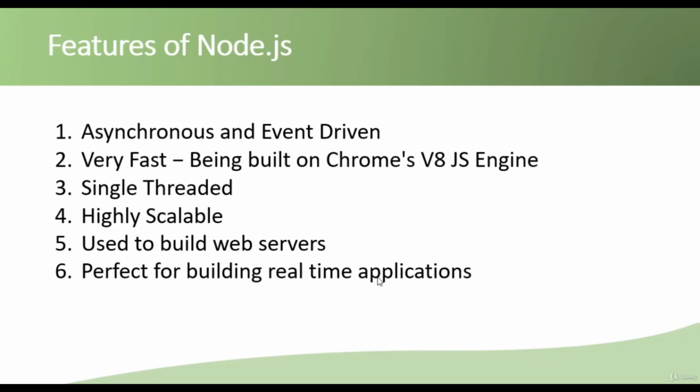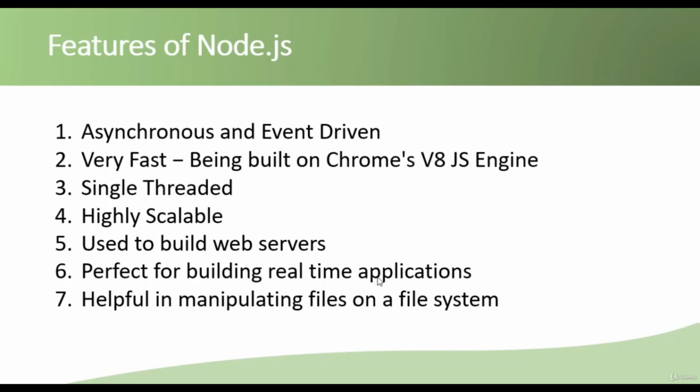Node.js is the best environment that helps us to create real-time applications, like a chatting application in which two persons chat with each other in real time. Node.js is really helpful in that type of application because Node.js runs in a single thread. Next, it is also helpful in manipulating files on a file system because we have some core file system modules in Node.js. So these are some features of Node.js. Again, don't get confused with any of these features. We are going to discuss them in detail in our next section. This is just a quick overview of Node.js features.